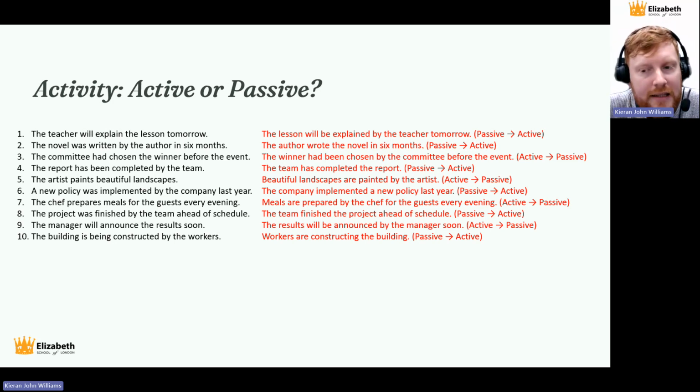And after this, once you've seen if it's active or passive, you need to change it into the opposite one. So if you see it and you think it is active, you then need to change it into passive. If you look at the sentence and know it is passive, you will then need to change it to active. So one more time, pause the video, write your answers down on a piece of paper or something like that, and then watch and continue to see if you've got the correct answers.